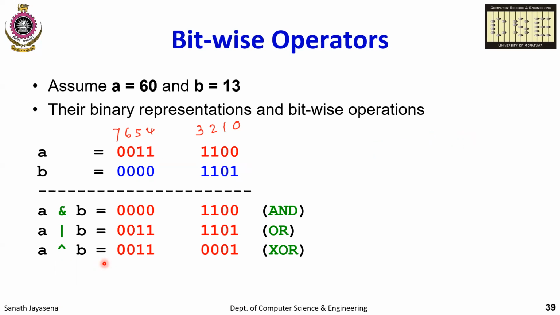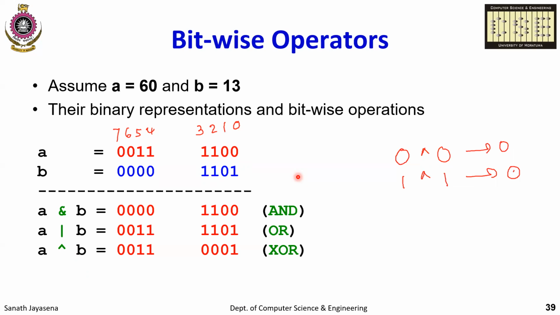Right. So what is exclusive OR? You can see from here. Exclusive OR means if you have 0 and 0, the result is 0. And if you get 1 on both sides also, the result is 0. So that's the difference.